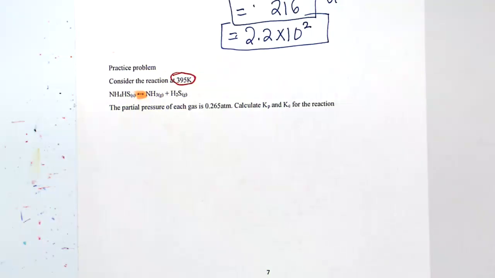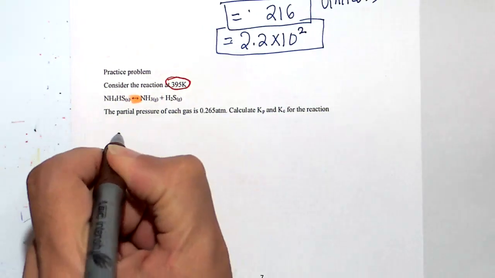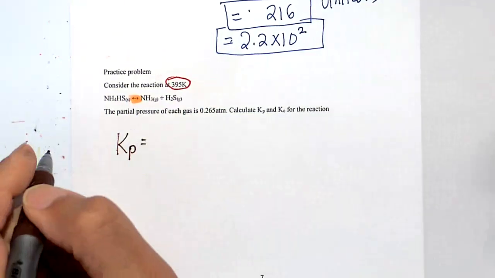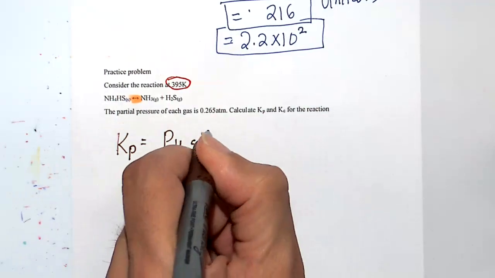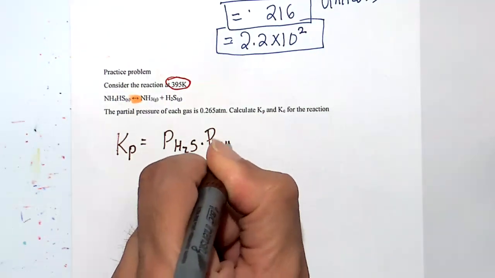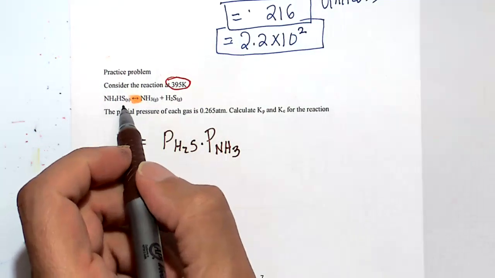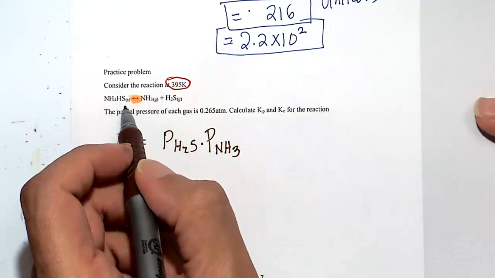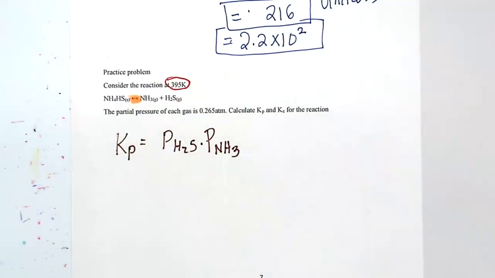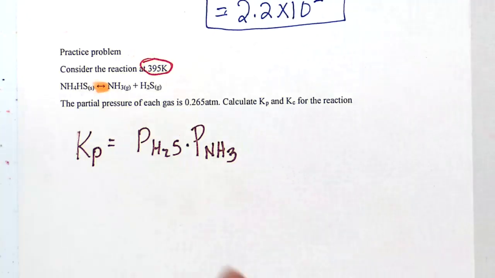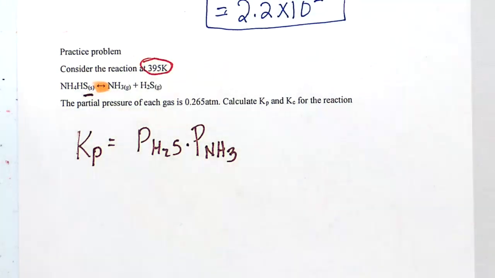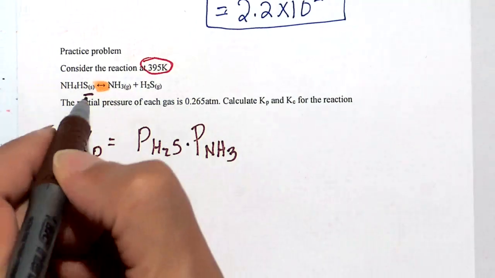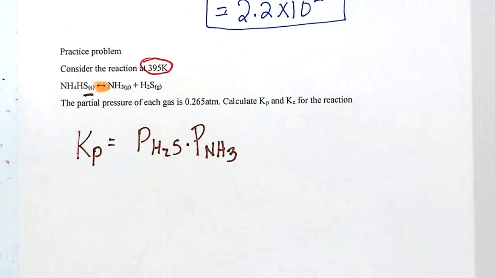All right, so Kp is going to be products over reactants. So pressure of H2S times pressure of NH3. Is it divided by pressure of NH4HS? Divide this by that, yes or no? No. Why is that? Because it's a solid. So done. Everyone see that? No solids. So products over reactants. This is a solid and has nothing to do with our expression.